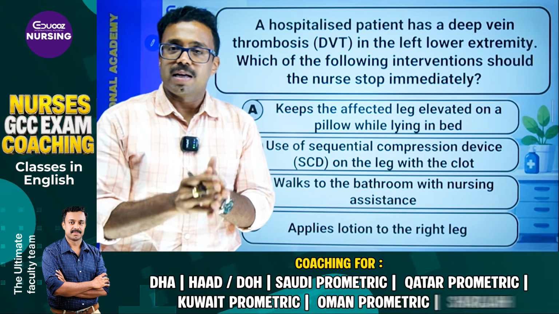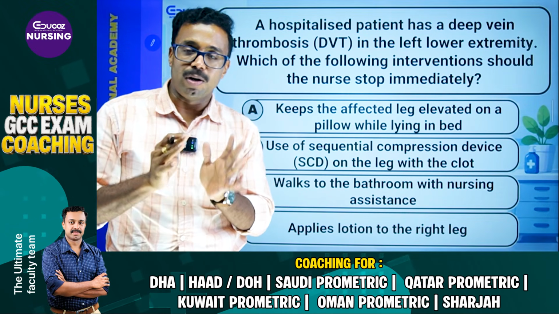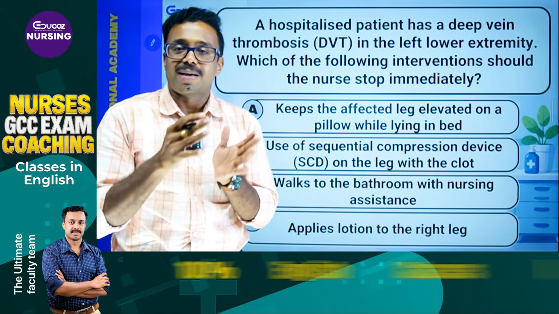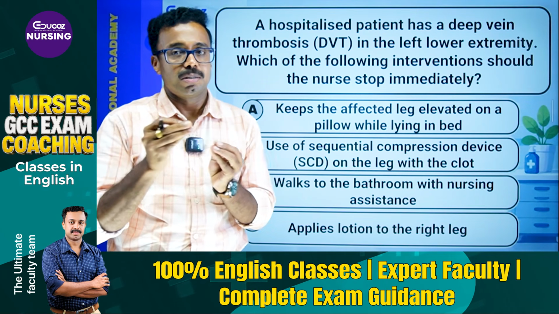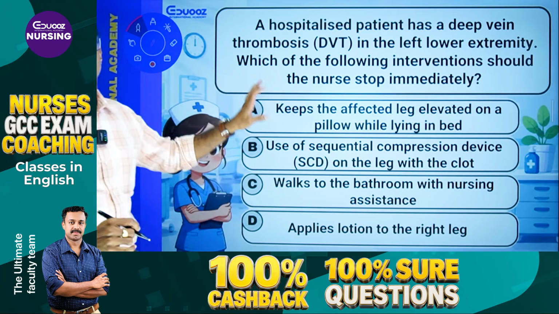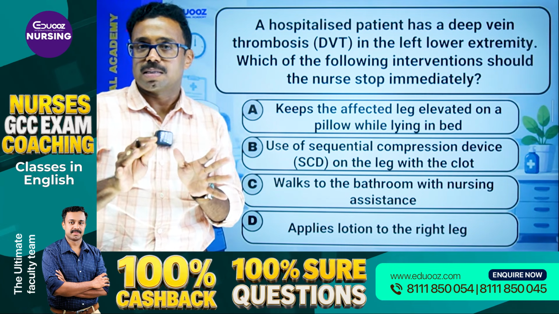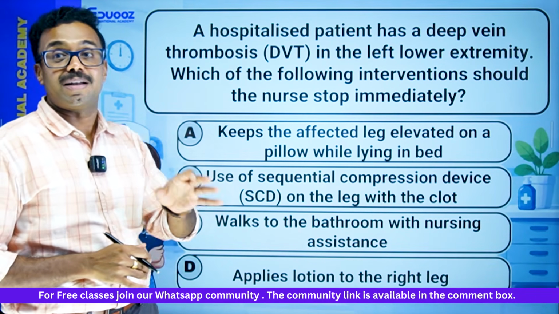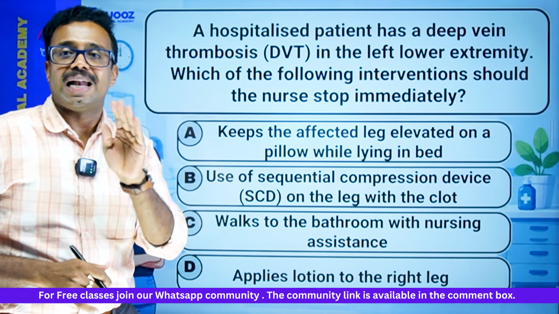So we have seen how deep vein thrombosis occurs, and what complications it can cause if it enters the systemic circulation. Okay, so we'll explain each option in detail. We'll discuss the first option: keep the affected leg elevated on a pillow while lying in bed, right?